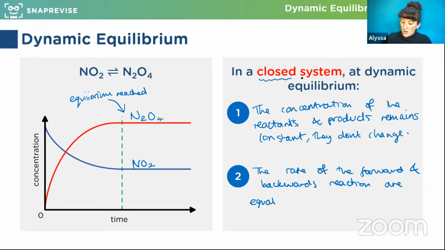Note that this is in a closed system. It has to happen in a closed system. Otherwise, we'd end up losing reactants or products and the rates would never get to equilibrium. They'd never get to the point where they are the same. So it has to be in a closed system.